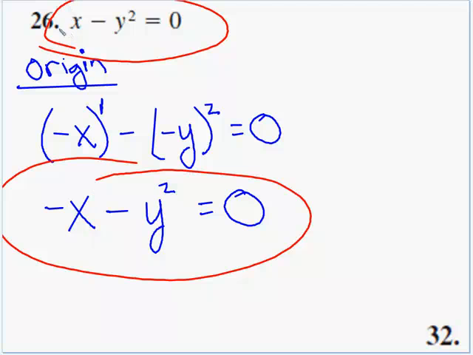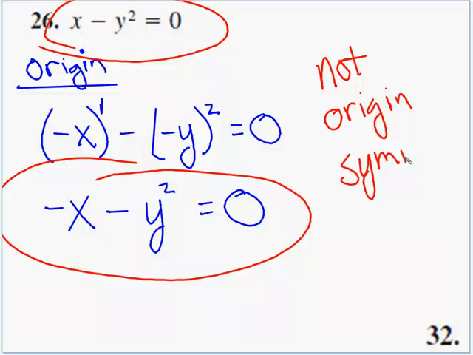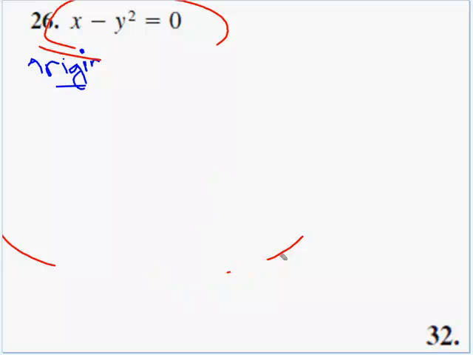Close. Up here is a positive x. Down here it's a negative. We could distribute a negative, but that'll change this to a plus where it's a negative in the original. So no, we are not origin symmetric. So x-axis symmetric, yes, not the y-axis.